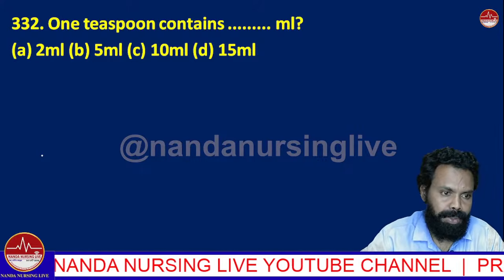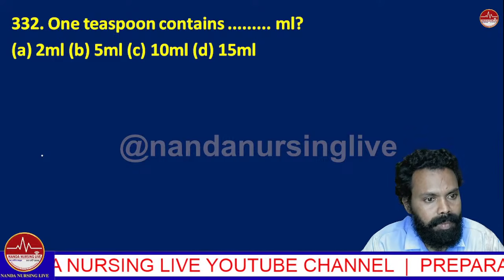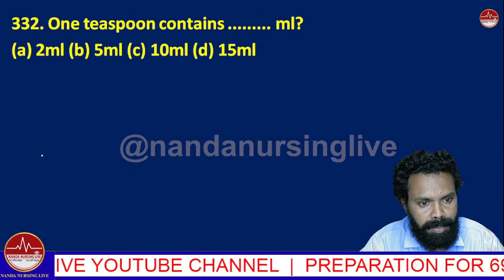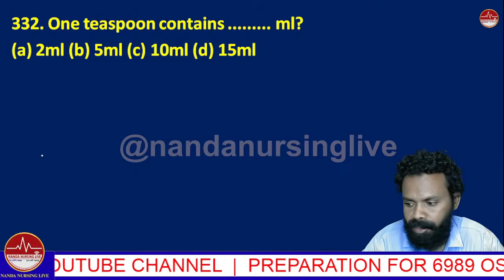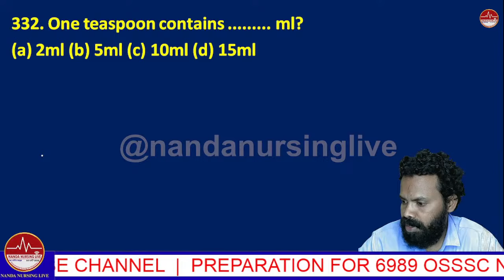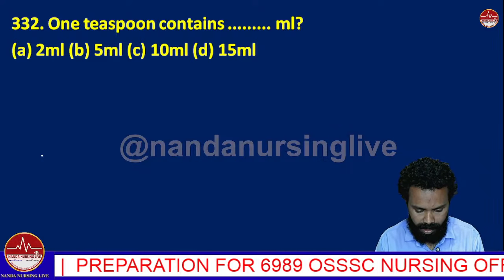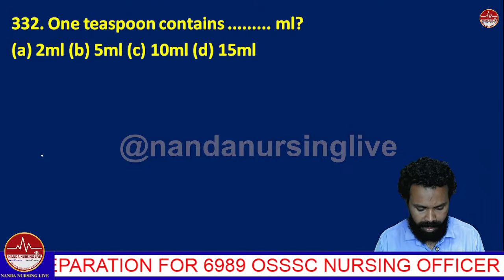Right. Next question, question 332. 1 teaspoon contains dash ml. Option A 2 ml, option B 5 ml, option C 10 ml, option D 15 ml. Answer quickly, beta. They want to know your answer. So which option is the correct answer, beta?